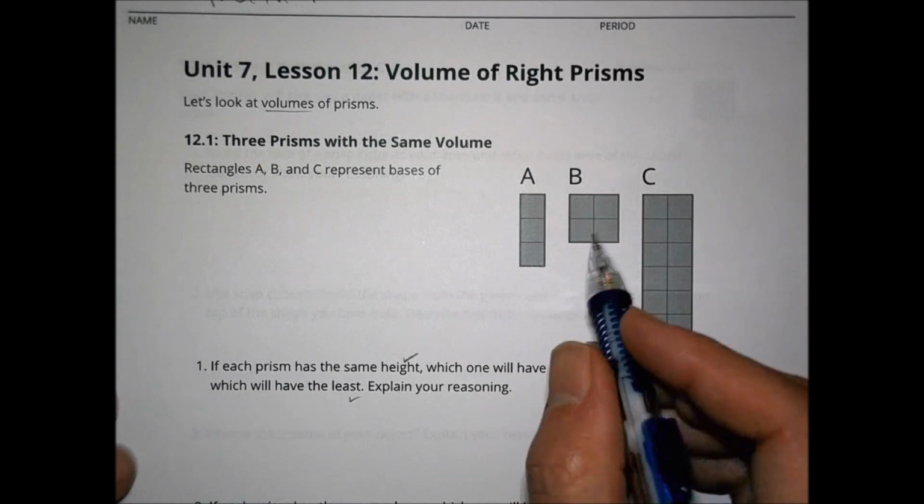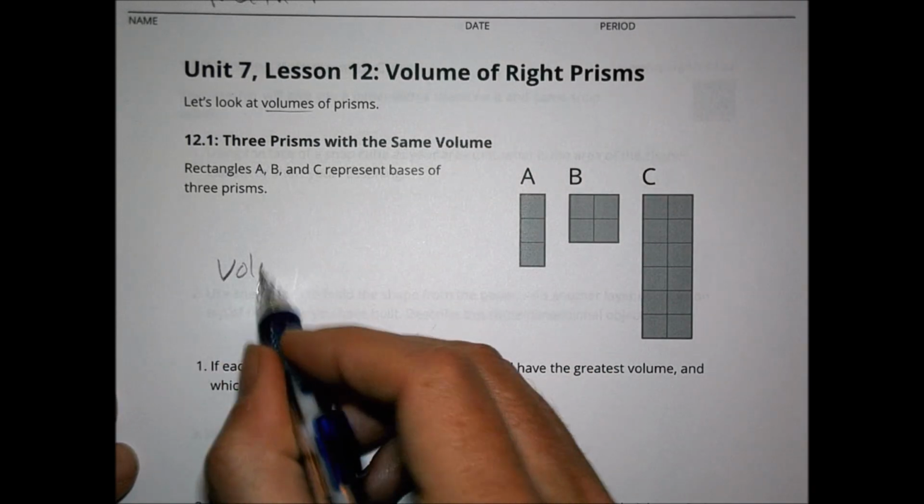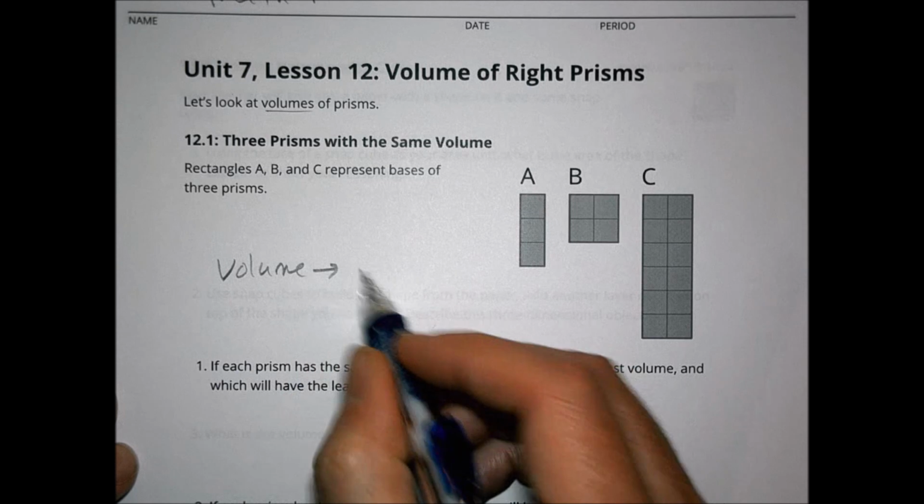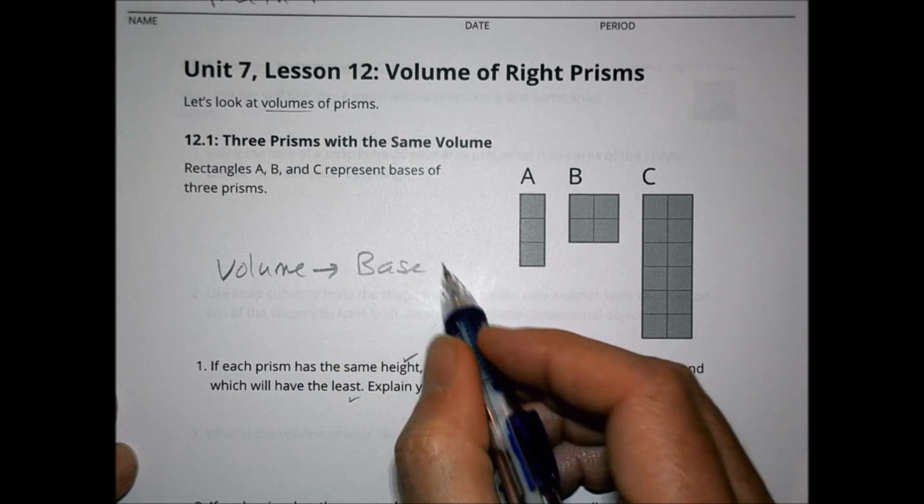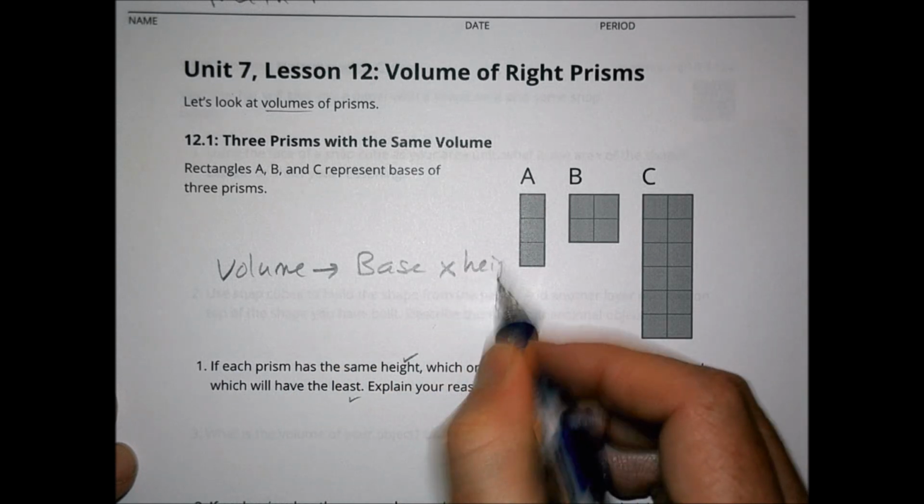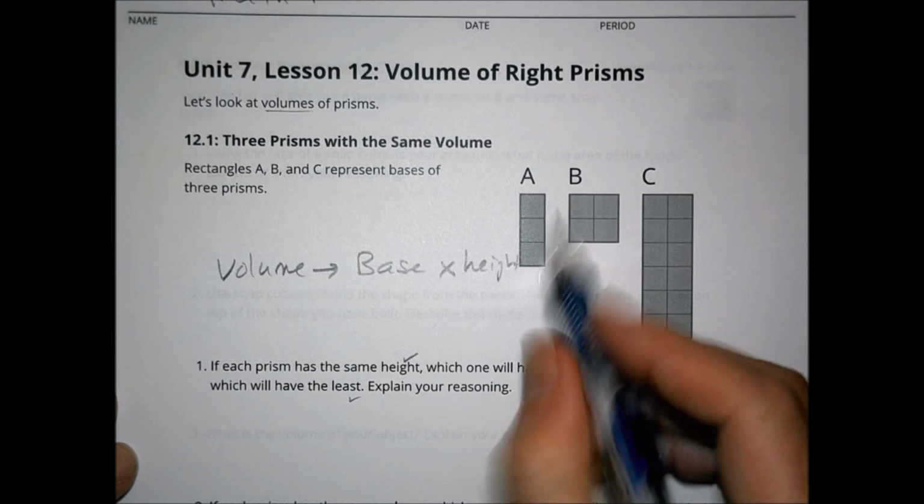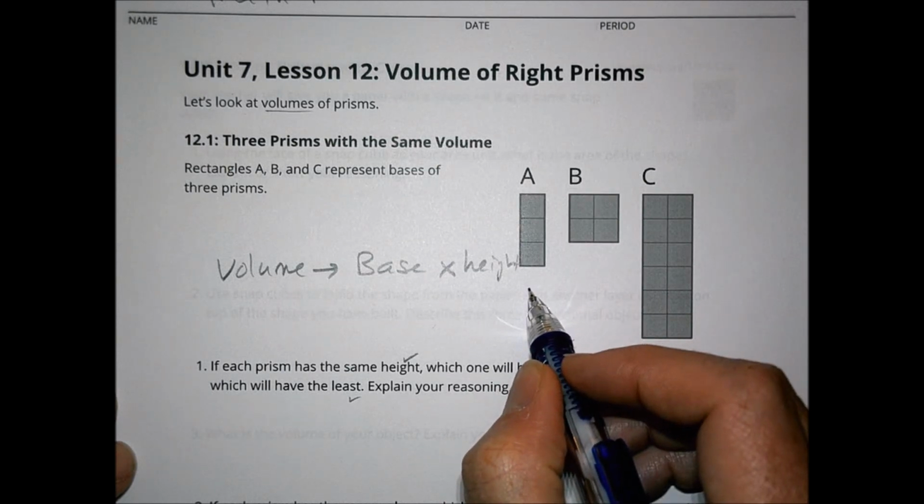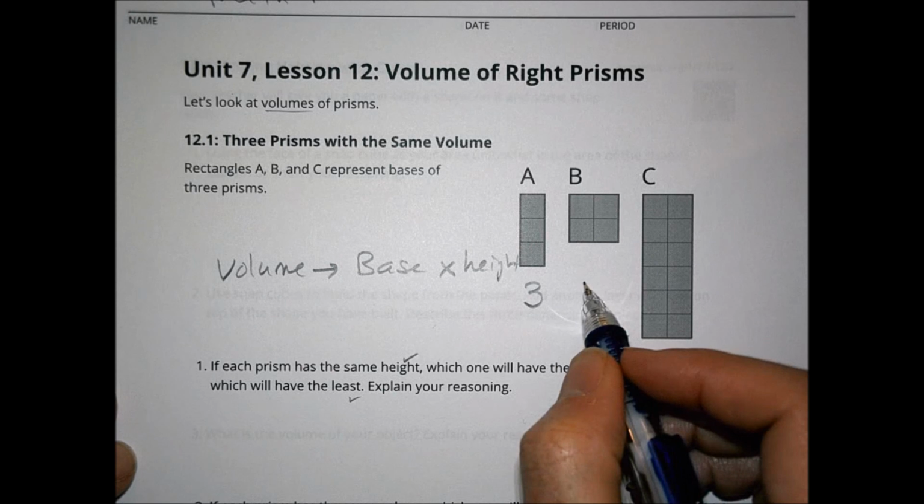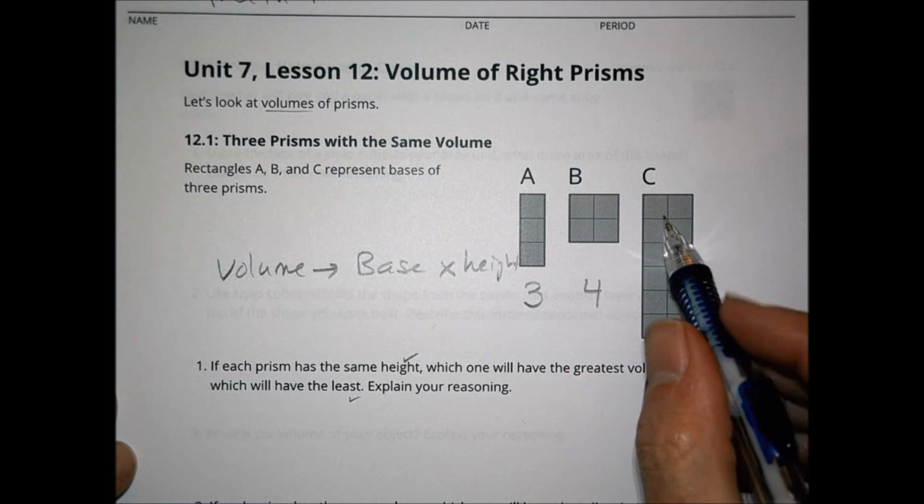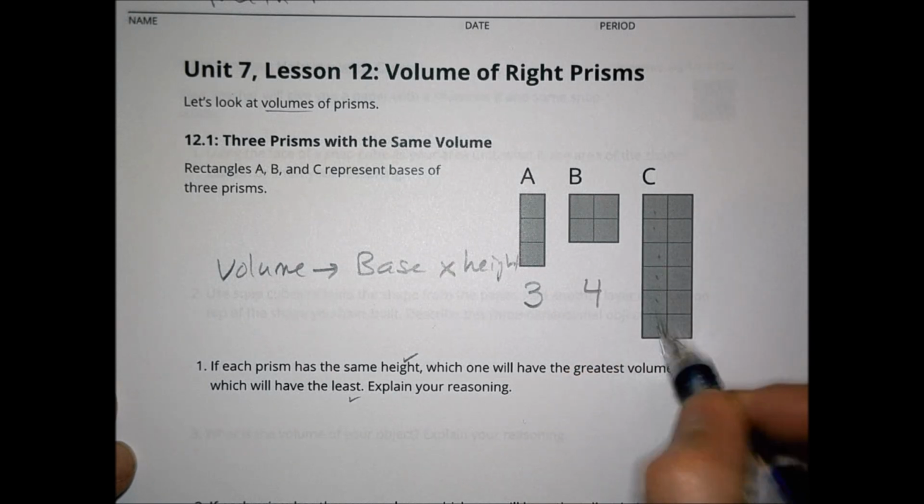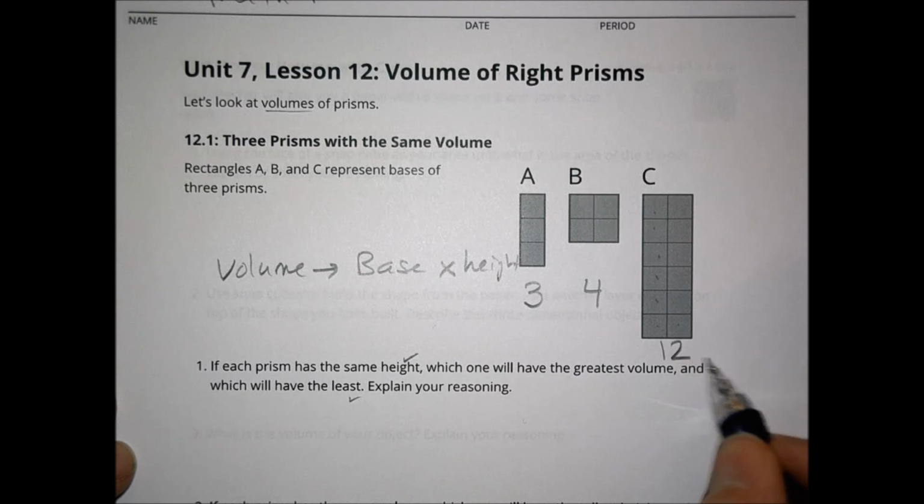First of all, let's remember that volume is found when we take the base of an object and we multiply it by whatever the height might be. So this base currently for A has a base of 3. This is a base of 4. And this one here is a base of 1, 2, 3, 4, 5, 6 times 2, of 12.